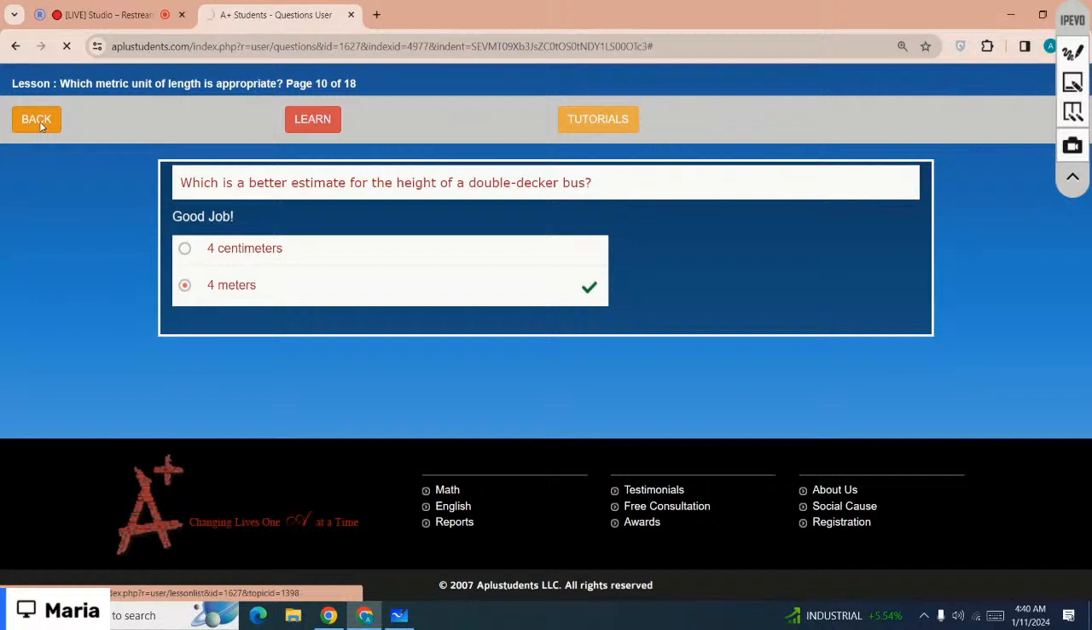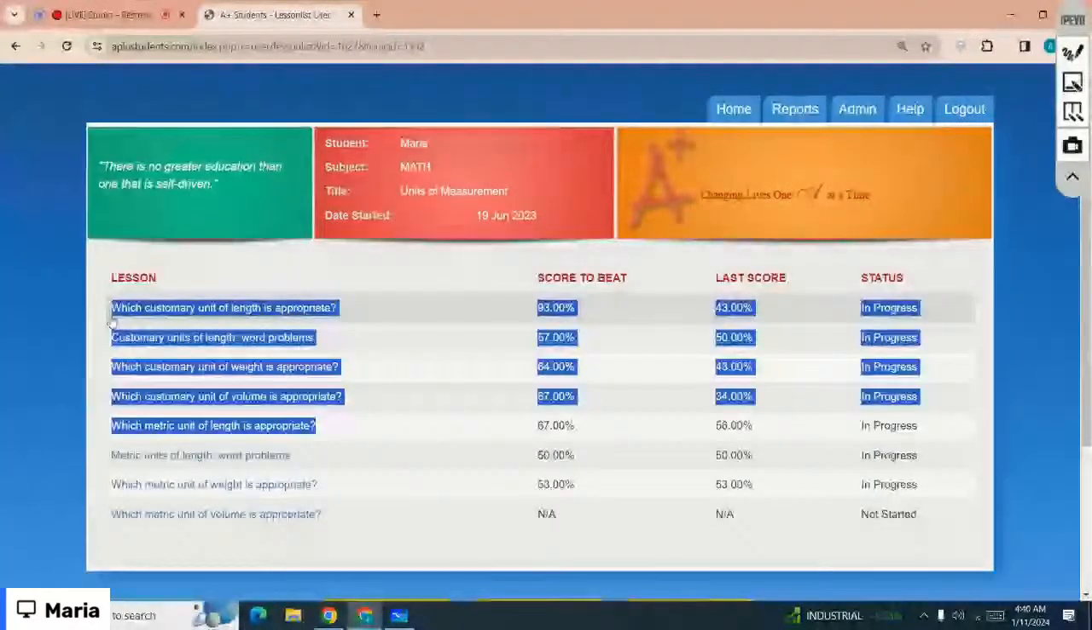So we were working on grade 2. The chapters we covered today are which customary unit of length is appropriate, which customary unit of weight is appropriate, which customary unit of volume is appropriate, and which metric unit of length is appropriate. Please make sure before the next session you complete all the practice questions for the lessons we did today. That is your homework until the next session, right?